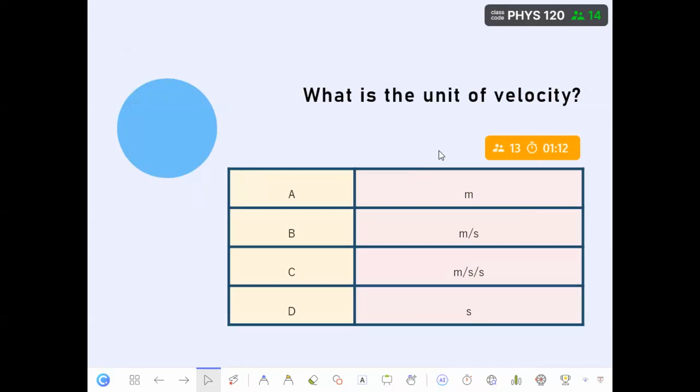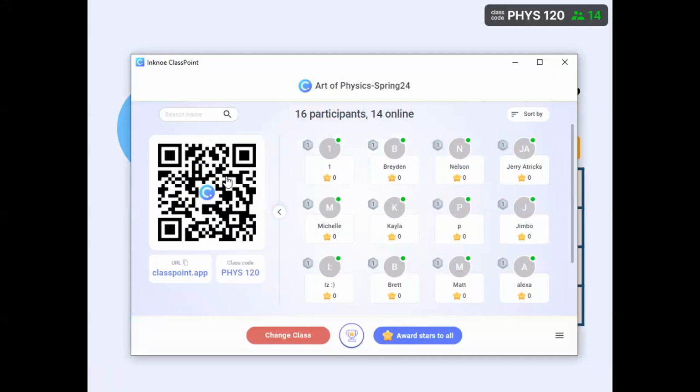Like Apple. ClassPoint. So you don't need to install the app, okay? You just need to log in. Did you scan? Okay, there you go. You can scan one more time, or just scan the QR code. Scan the QR code or go to this website, classpoint.app.